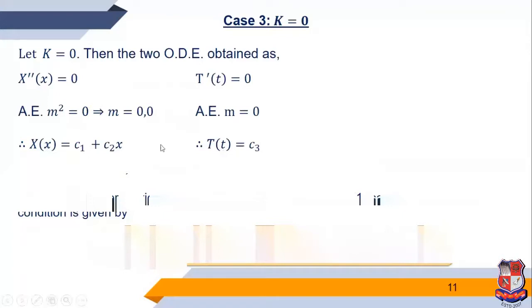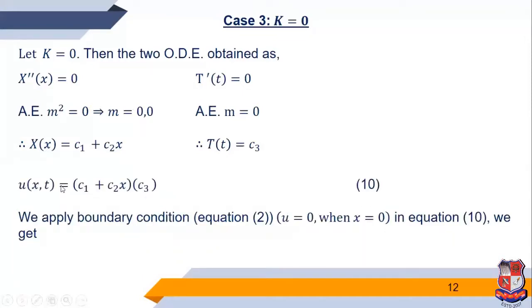Now we combine both. Then for the case k equal to 0, the solution of the one dimension heat equation is u(x,t) equals (c1 plus c2 x) into c3. Now the same procedure: we apply the boundary conditions for this case.